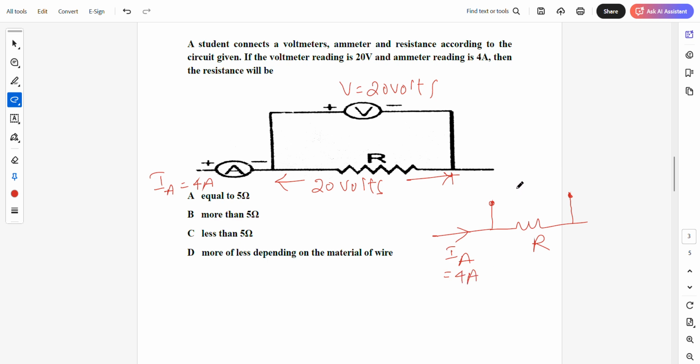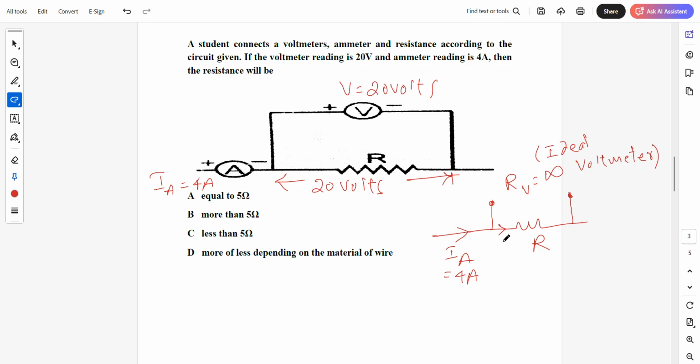Now if the resistance of the voltmeter is infinity, we are assuming an ideal voltmeter. If we assume an ideal voltmeter, what happens? Current will not flow through it, the whole current will flow here. Understood? The whole current will flow here.